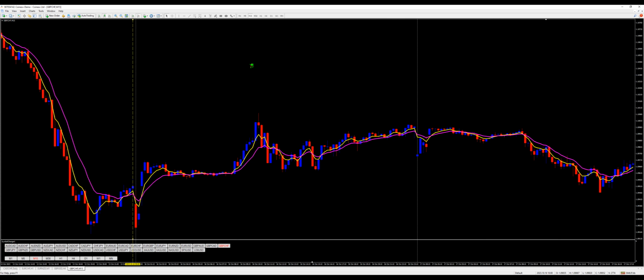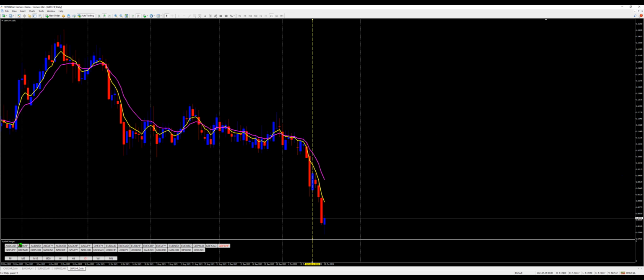The idea is for the daily and the 4-hour to match in slope first. That's the first filter. And then we walk down the time frames for the pairs that we pick to trade, and we look for an entry on the 15 or the 5. Okay? So let's go through the pairs one by one.